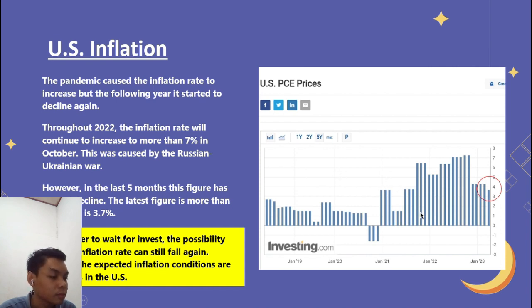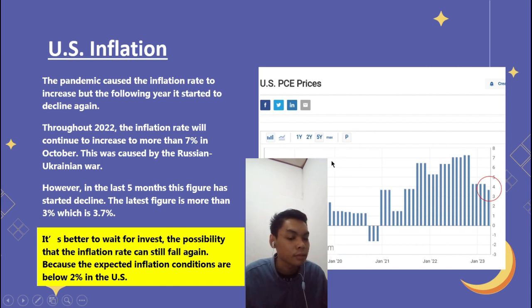We can wait for the new data. It can decrease because the trend is decreasing, and there is a possibility that the inflation rate can fall. So if we see the graph and analyze the inflation, I think it's better to wait to invest. The inflation rate can still fall again because the expected inflation condition is below 2% in the US.